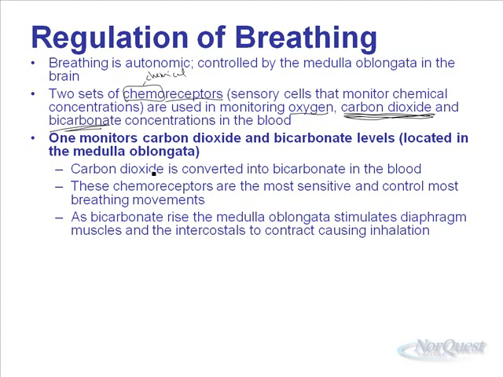So what happens is that carbon dioxide has been converted into bicarbonate ions. As the level of bicarbonate builds up, the chemoreceptors react to an increase in acidity. So as bicarbonate levels rise, the medulla oblongata stimulates the diaphragm and the intercostal muscles to contract. So the diaphragm contracts, the intercostals contract, and that increases the volume of your chest, causing air to flow in to your body.